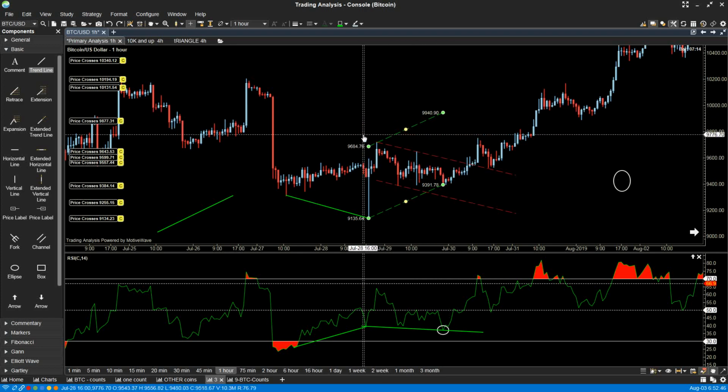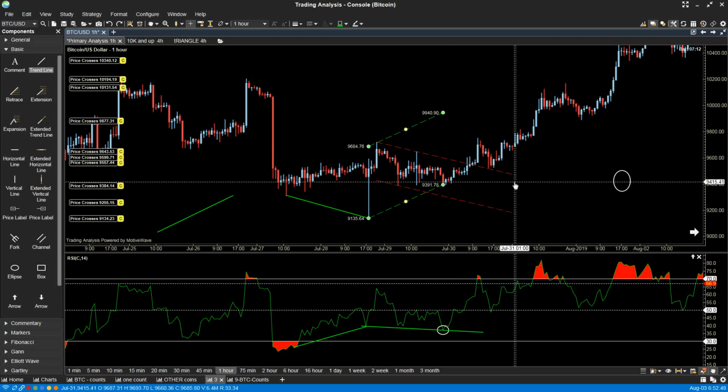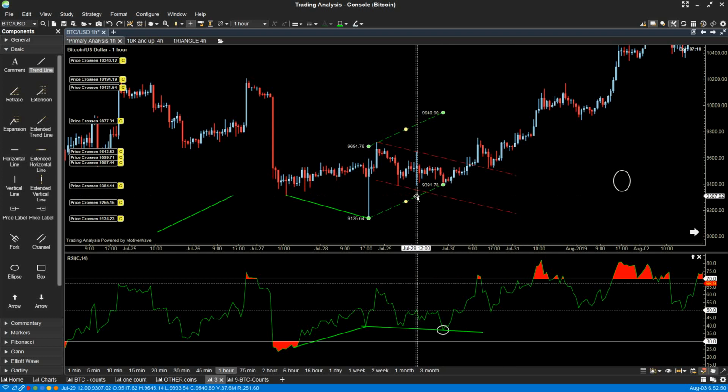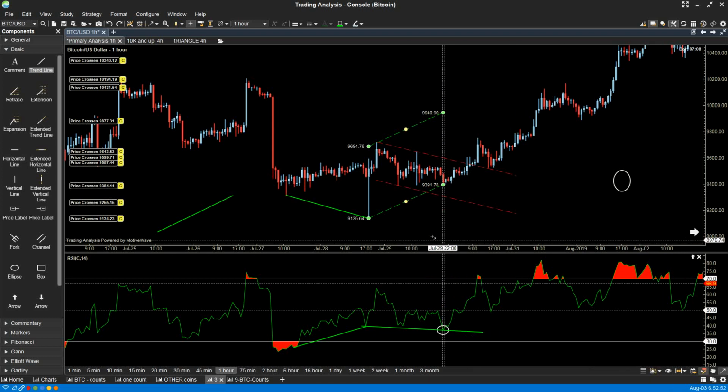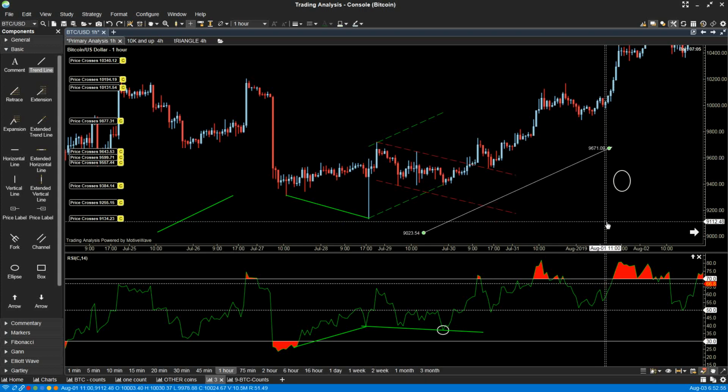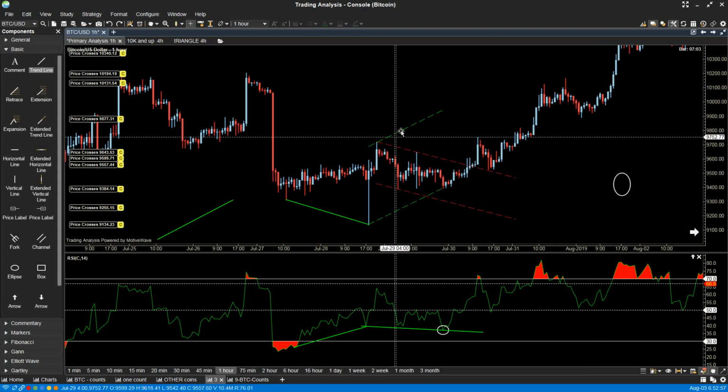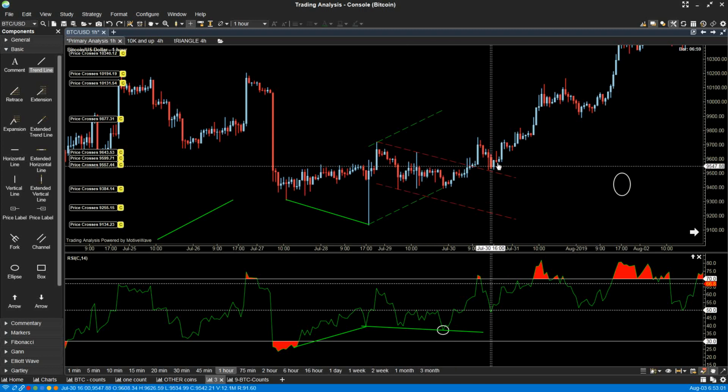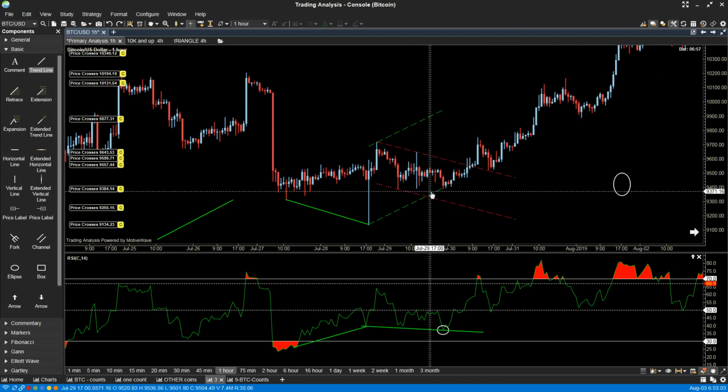Why? Because you have a green channel and you have a red channel. Red channel goes for the corrections. Green channel goes for the main direction that you're expecting. You have no idea if the market is going to make 3 waves and then go down or not. You have no idea if the market is going to continue up.